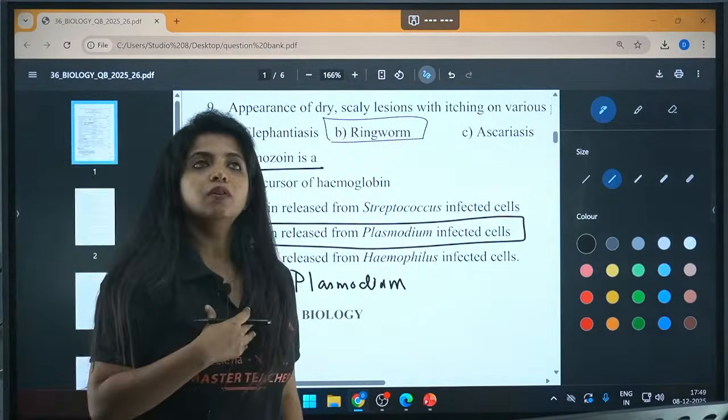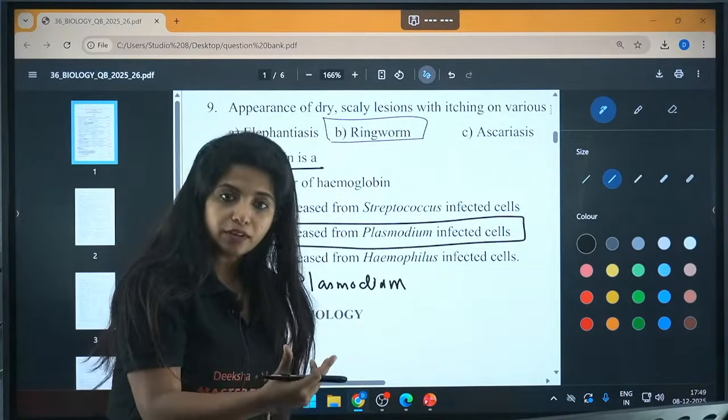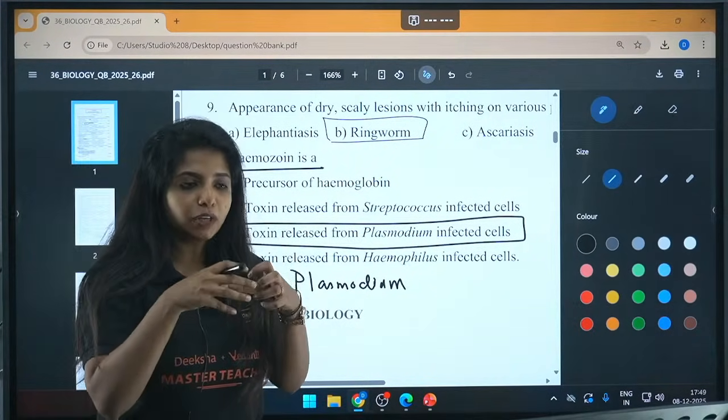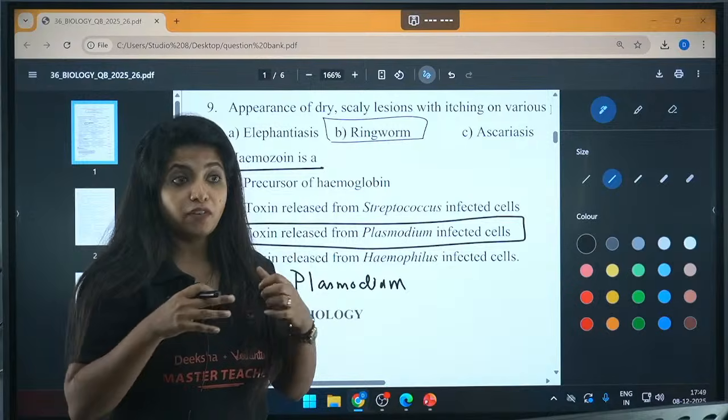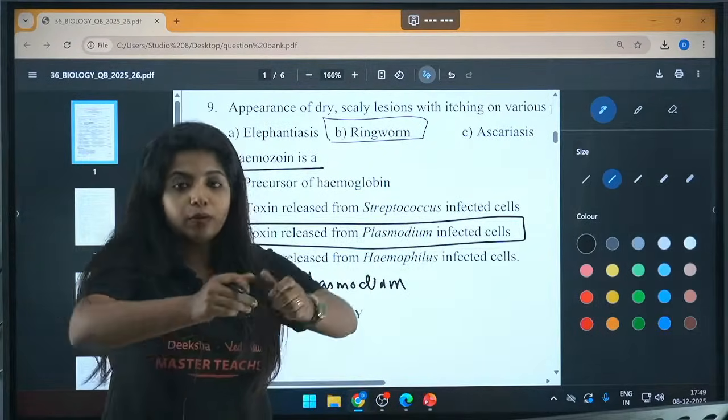enters our body and goes first to the liver. In the liver, they do asexual reproduction. When they are in too much amount, the liver cells break open.